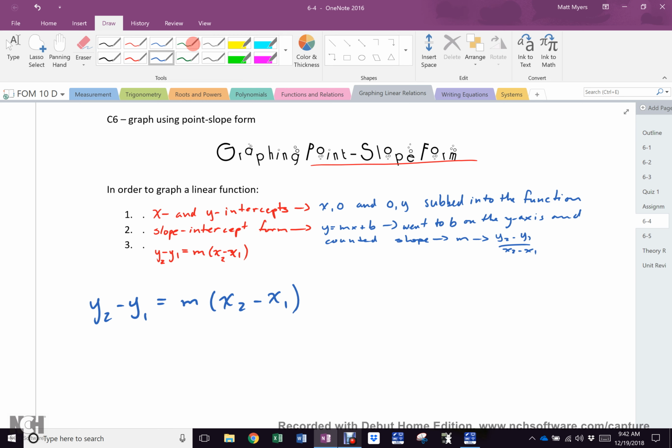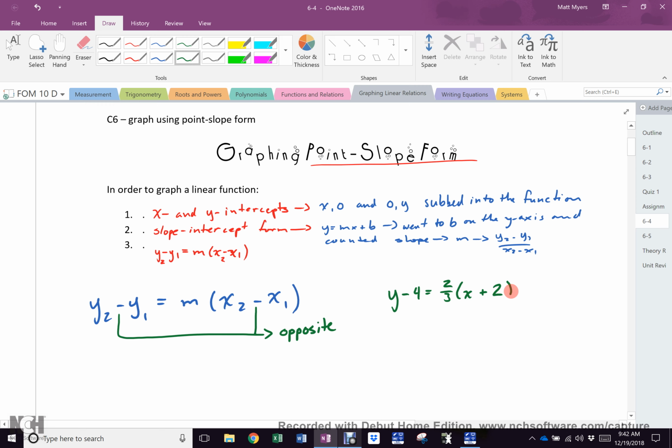In this case, this symbol means opposite. So I'm going to write this out with numbers in it in some places and see if you can figure it out. y minus 4 equals 2/3 x plus 2. Now have a look at that. Have a look at this. And I'm going to tell you right now, some of you already know this answer, so please let the people that don't know this answer think about it a little.